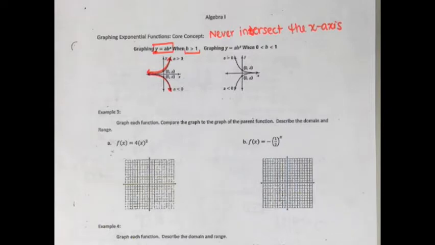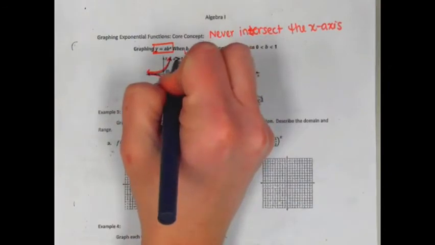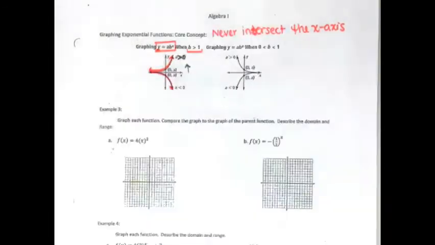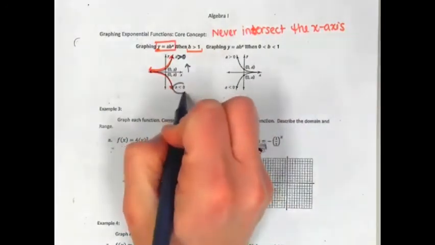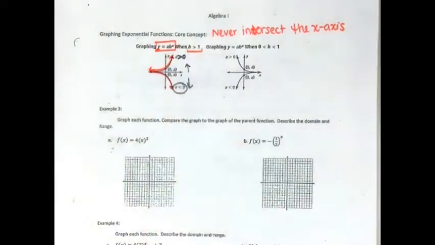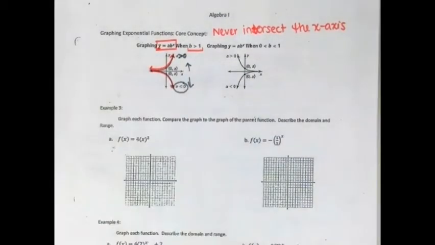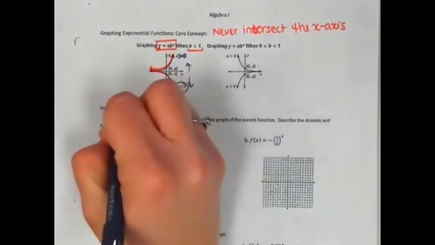Now, when a is greater than 0, it will be above the x-axis. And when a is negative, it will be below the x-axis. Makes sense, right? Because if I multiply by a positive number, won't my y values be positive? And if I multiply by a negative number, won't my y values be negative? So that's why it comes below. It's a reflection.